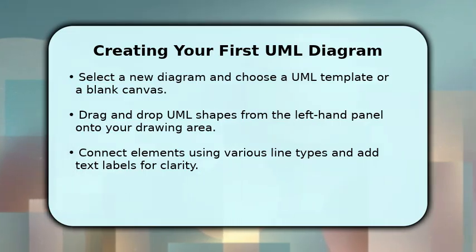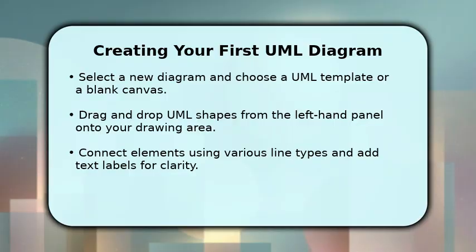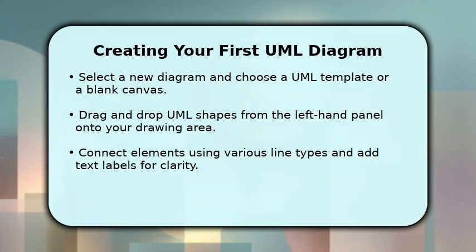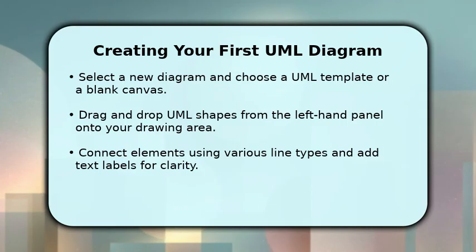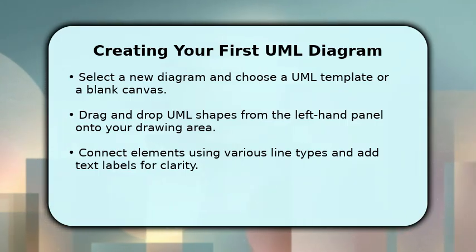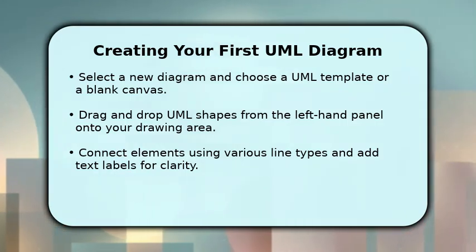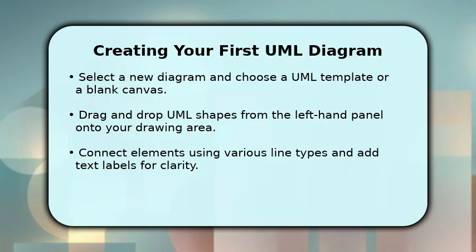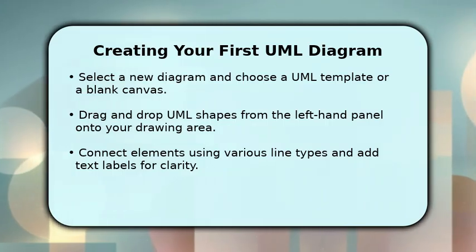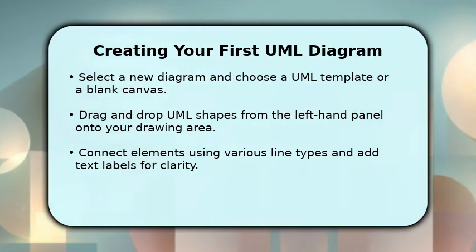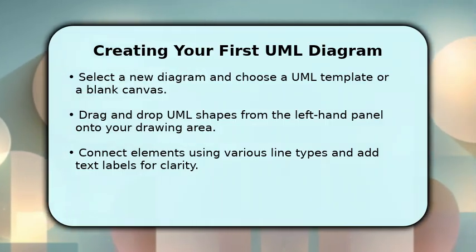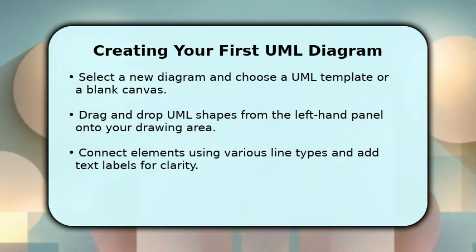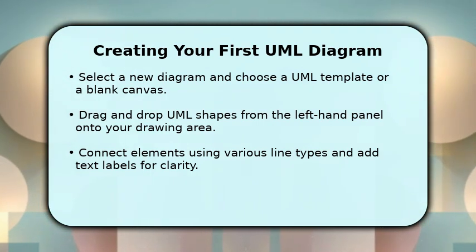Begin by selecting File, then New to open a new diagram. You can choose from many pre-built UML templates, like a class diagram or a use case diagram, or start with a blank canvas. On the left side, you'll see a comprehensive library of UML shapes. Simply drag and drop the required elements onto your drawing area. Connect these elements using the available connectors, and remember to add clear text labels to describe their purpose and relationships.